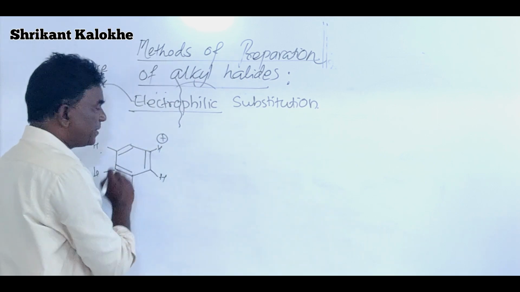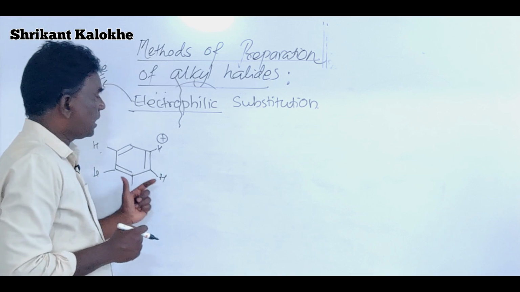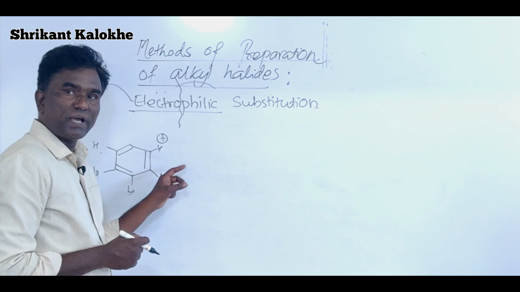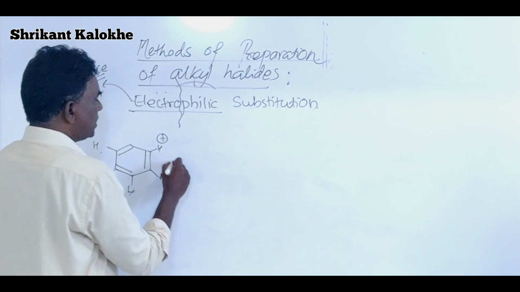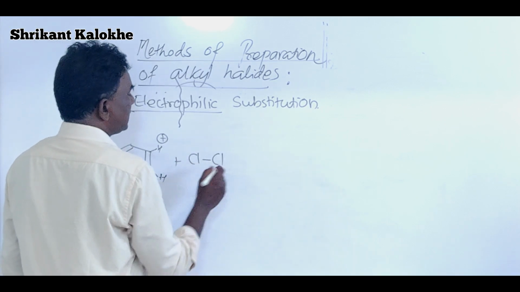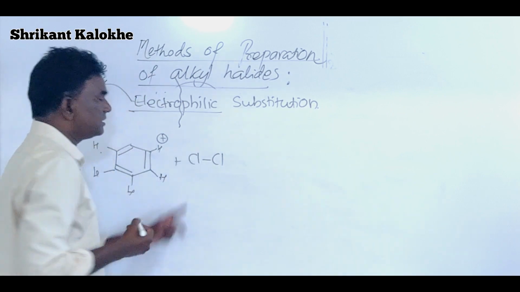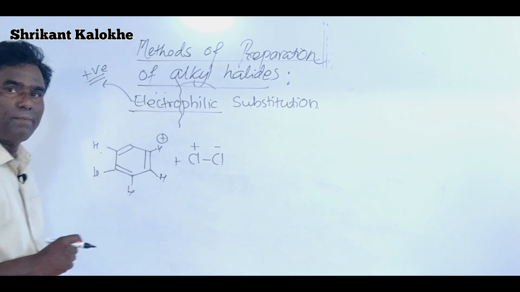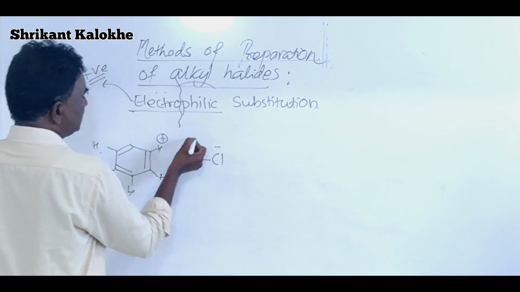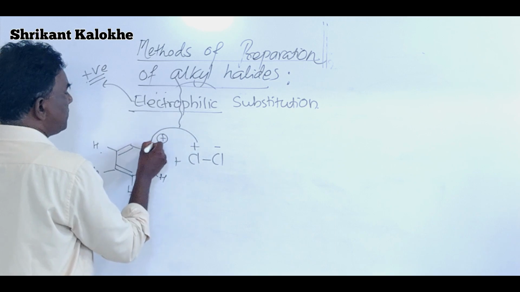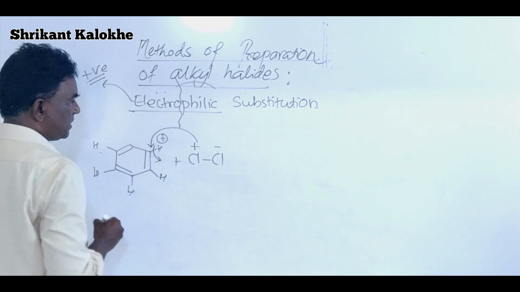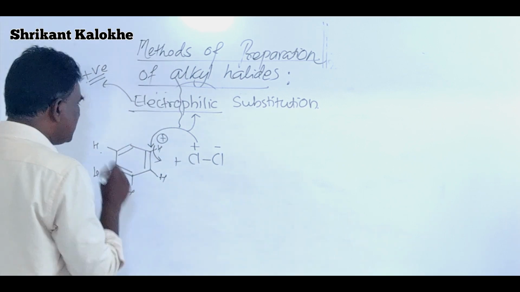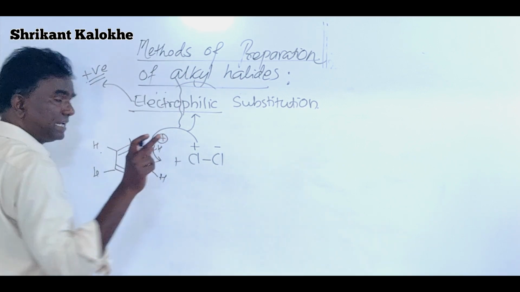So if we want to prepare haloarene, that means we have to displace this H plus by halo plus, and that halo plus could be prepared from that halogen molecule. Here I have taken Cl2 molecule, and it is considered that it has dissociated into Cl plus and Cl minus, and in this case that Cl plus will displace this H plus, and therefore this is electrophilic substitution reaction.